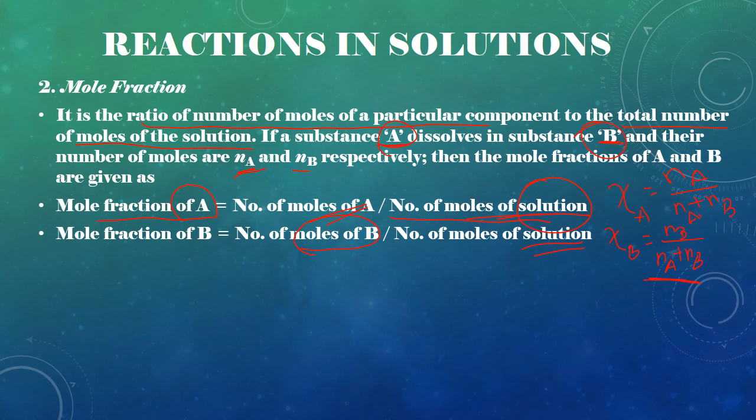Now in case you have more substances, if I have say a third substance C, then in the denominator you will have number of moles of A plus number of moles of B plus number of moles of C. And of course the numerator will be whatever you're calculating. If you're calculating mole fraction of C, it will be number of moles of C. So the denominator depends on how many substances are there in the solution.